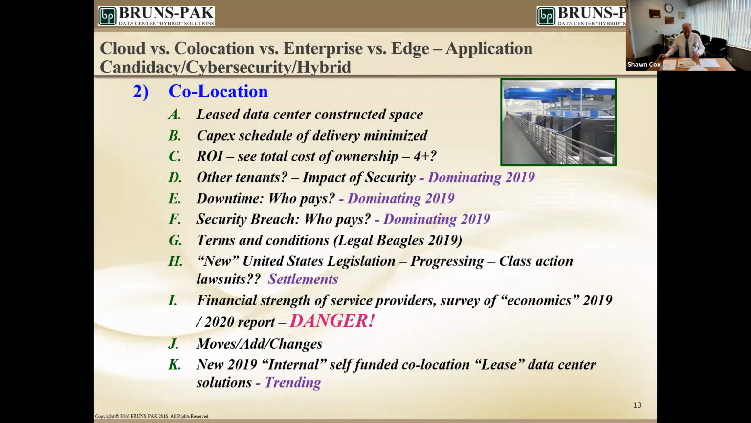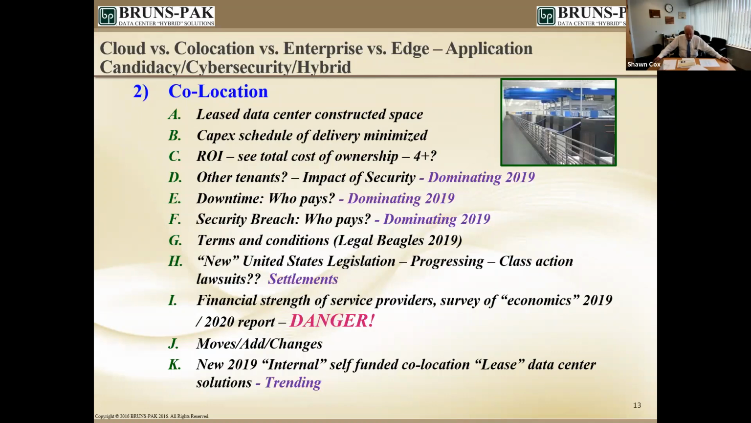And new 2019 internal self-funded colocation leased data center solutions. What does this mean? If you have an enterprise component that was capitalized at, say, I'm just using a number, 10 million US dollars, there are funds now, there are investment firms that will turn that into an OpEx cost. So the days where your internal enterprise could only be a CapEx cost, there are people that will actually turn that into an OpEx cost, and it's absolutely happening today.